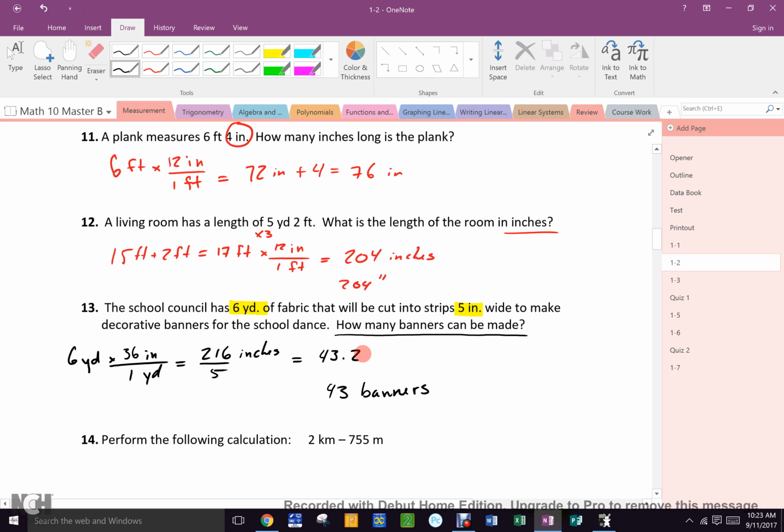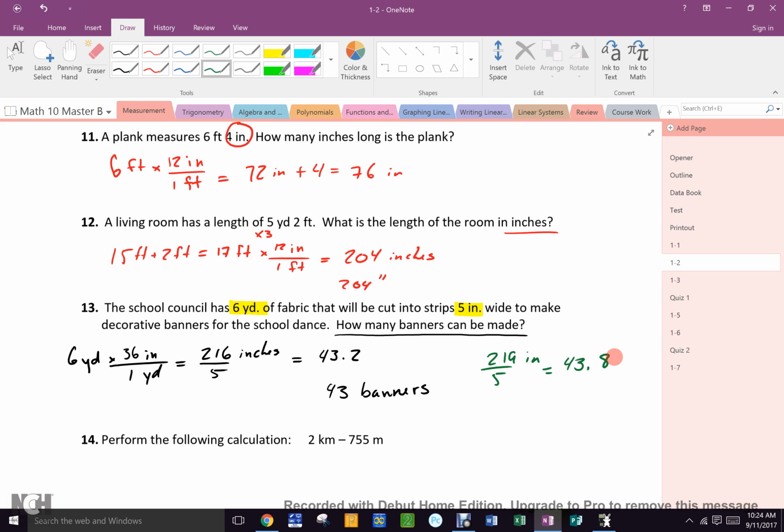Everybody with me? Now here's what math teachers like to do to you guys. What if I told you we had, and don't write this down, just what if. What if I told you we had 220, wait, let me do a quick bit of math. What if I told you I had 219 inches? What would you do? Would you still divide by 5? Yeah. Okay. So what does that give you for an answer? 43.8. How many banners can I make? 43. Still only 43. See the difference?